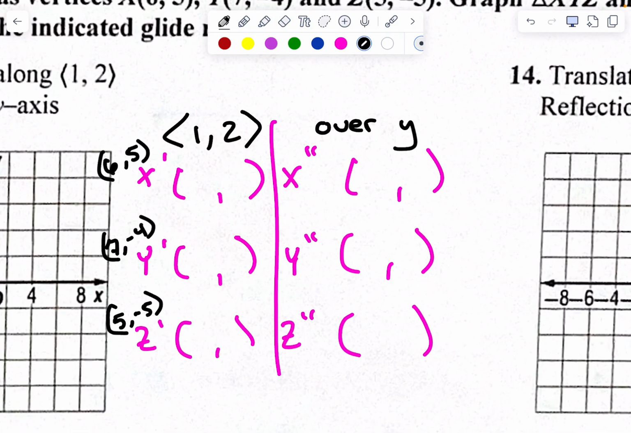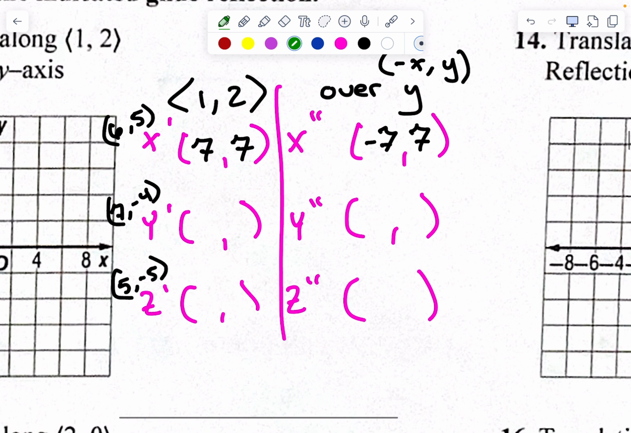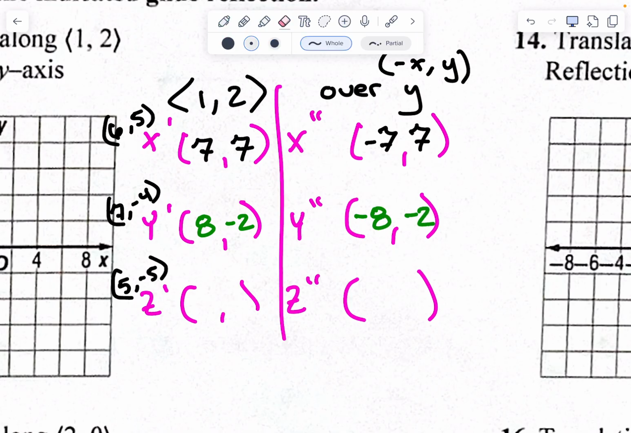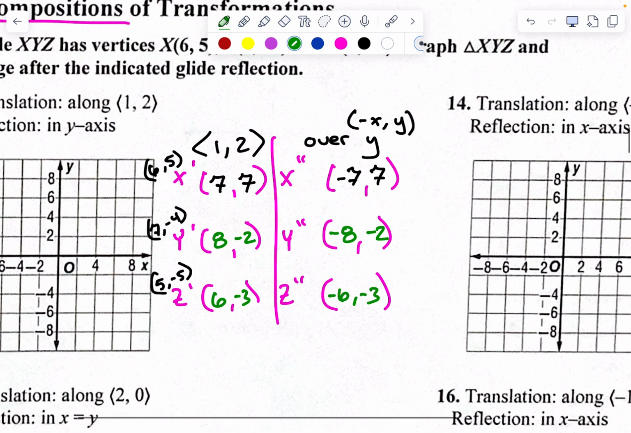So this is literally just what we did, just 2 at once. 6, 5 will become 7, 7, I think. And if I reflect them over the y-axis, the x becomes negative, so negative 7, 7. X prime. 8, negative 2, and negative 8, negative 2. 5, negative 5 is 6, negative 3, and negative 6, negative 3.